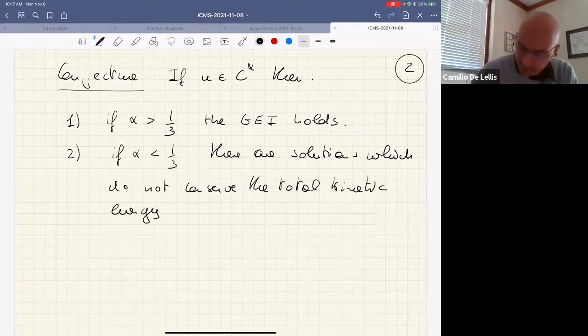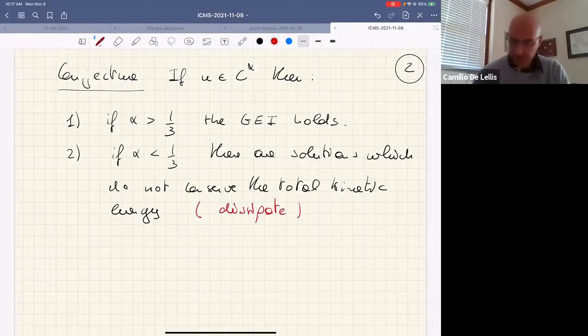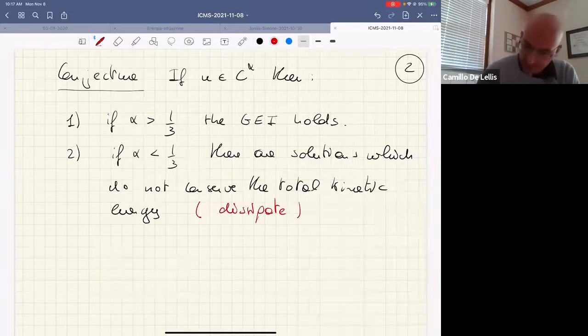And in fact, if you look at Sagar's statement, what is really believing that it should exist is that there are solutions which should dissipate the kinetic energy.